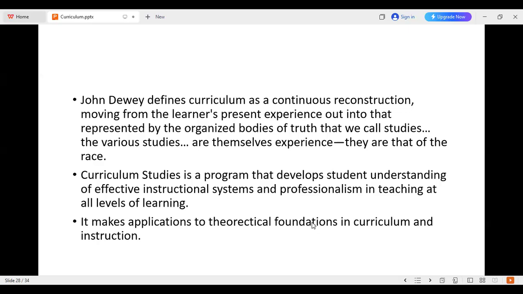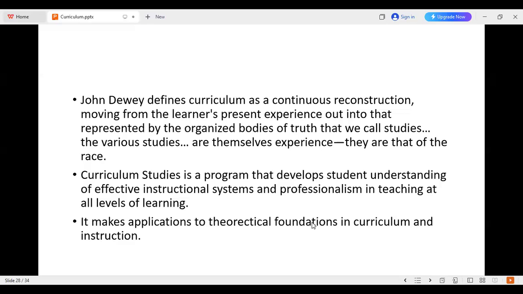We'll see another definition of curriculum. Curriculum studies is a program that develops student understanding of effective instructional system and professionalism in teaching at all levels of learning. Yes, I can remember some of the components of professionalism.